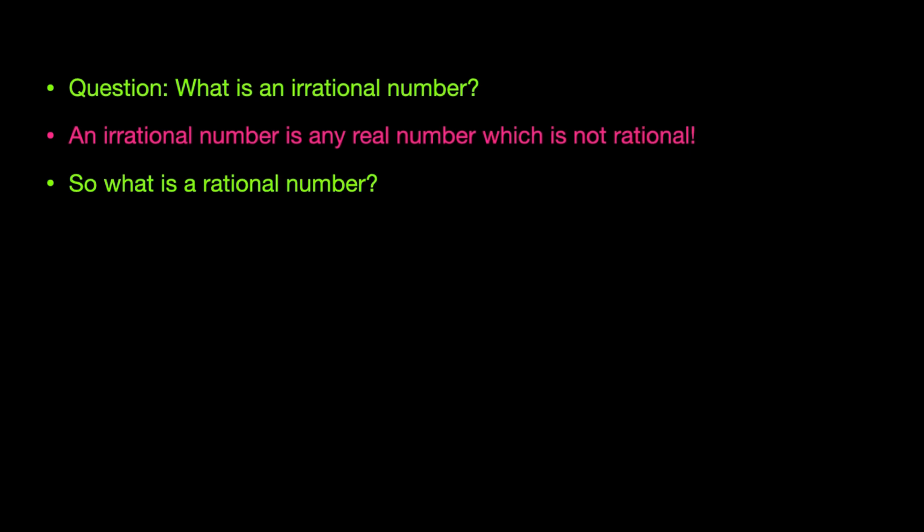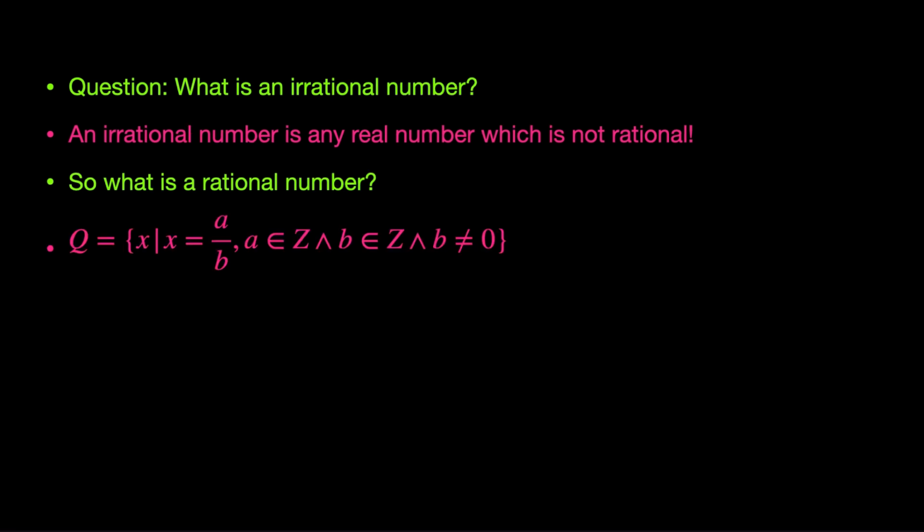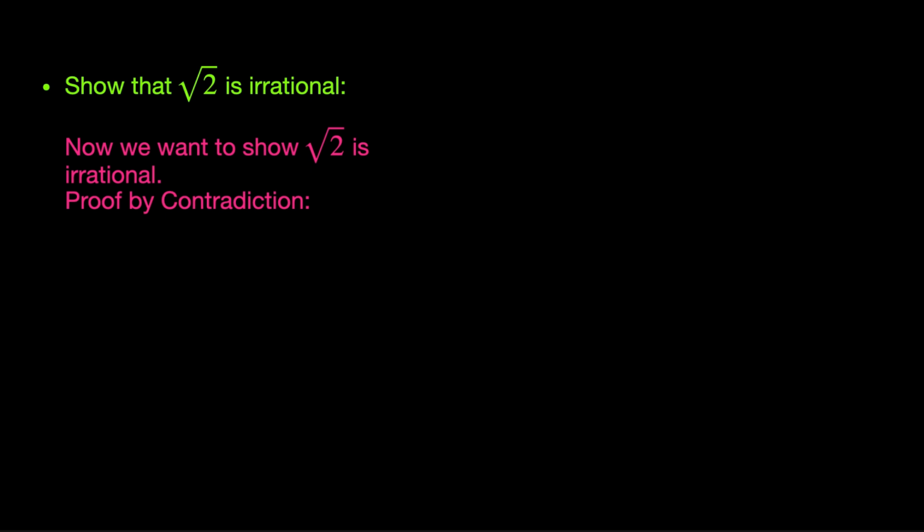So let's see what a rational number is. Rational numbers are the numbers that we can write as a fraction where both parts of the fraction are integers and the denominator is not equal to 0. If we can write a number as a fraction with both integer parts and the denominator is not 0, we can say the number is rational. Any other number in real numbers is irrational. So here, since we want to show the square root of 2 is irrational and we don't have any formal definition for irrational numbers, it is a good idea to start with proof by contradiction.